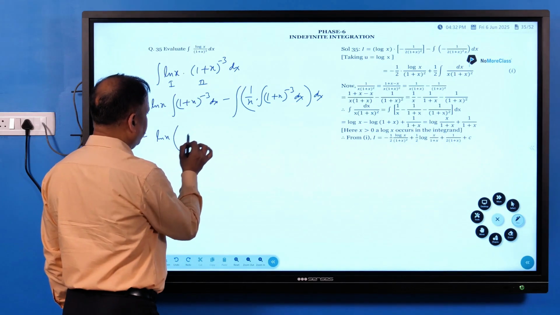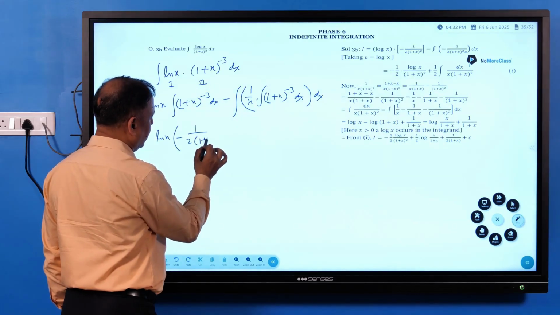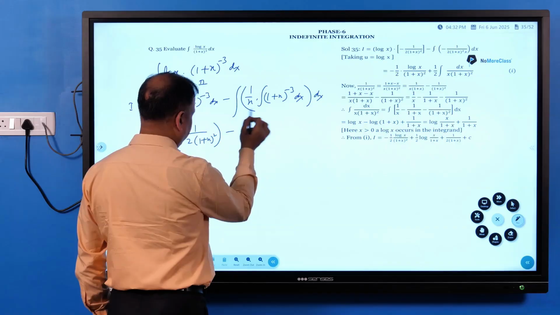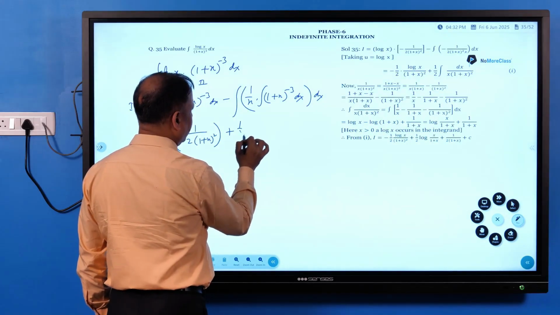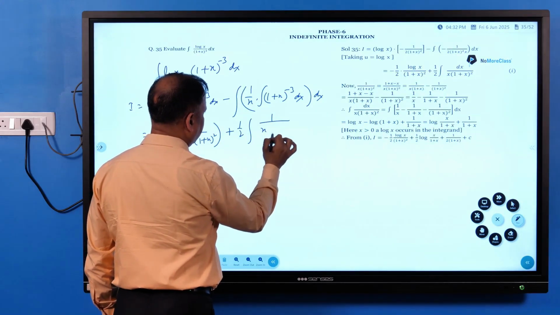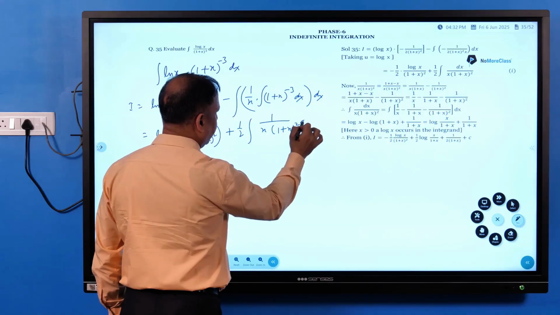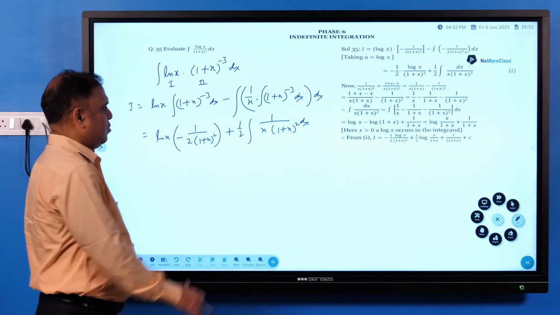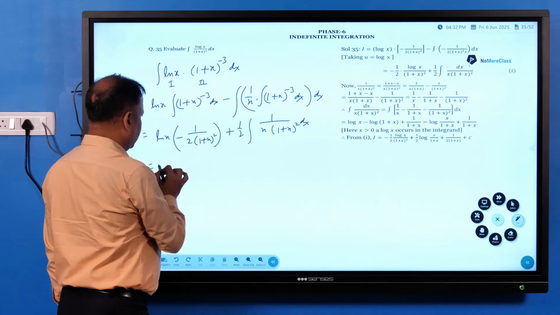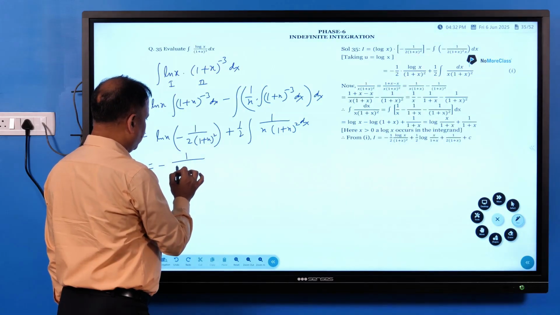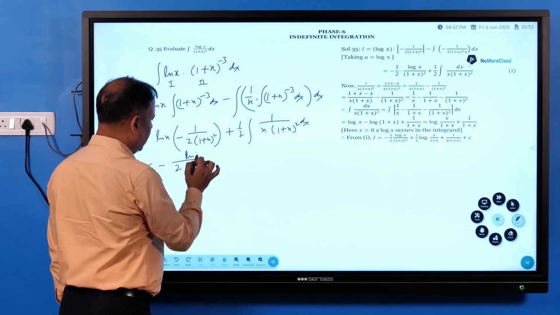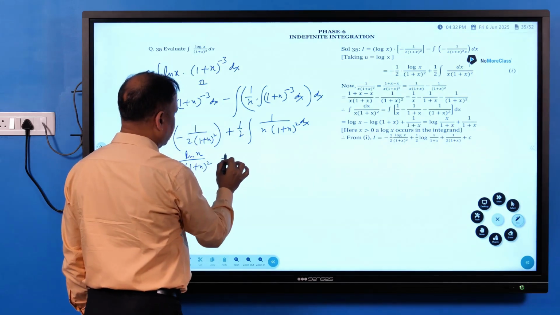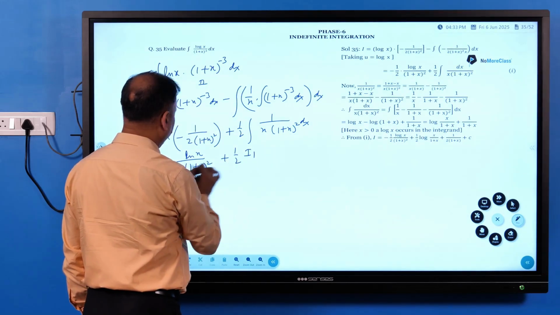So this will become minus 1 upon 2 into 1 plus x square. So minus, plus 1 upon 2, I am taking outside, 1 upon x into 1 plus x square dx. This will be in this form. So let us integrate this. So this is equal to minus 1 upon 2 log x upon 1 plus x square plus 1 upon 2 I1.